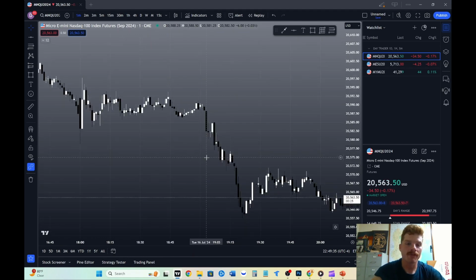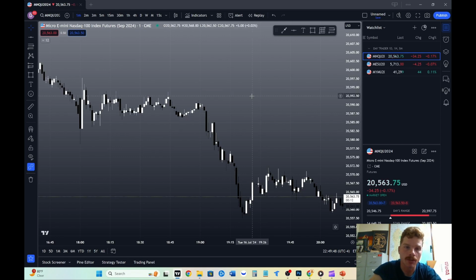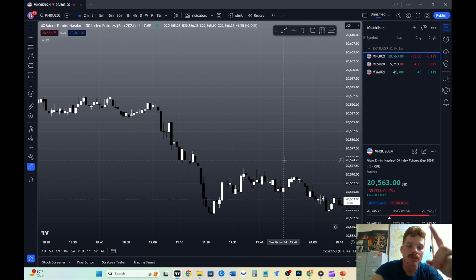So when you have a bearish candle, does that candle open at the top of the body or the bottom of the body? A bearish candle opens at the top of the body and closes at the bottom. A bullish candle opens at the bottom of the body and closes at the top.